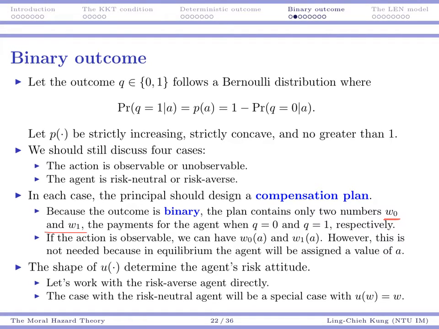We know that the U function has different shapes. Different shapes can decide the agent's risk attitudes. So that works directly with risk-averse agents. And once we have that, the risk-neutral agent can be studied as a special case with the assumption that U of W is just W. So we will study the more general case, and if you need the special case with a risk-neutral agent, just do it.